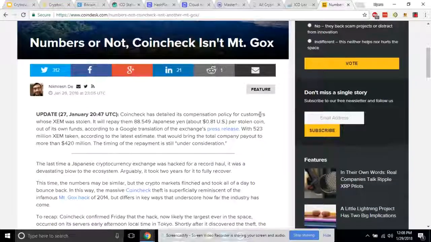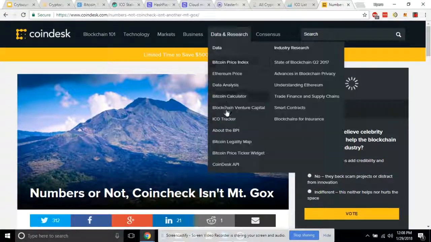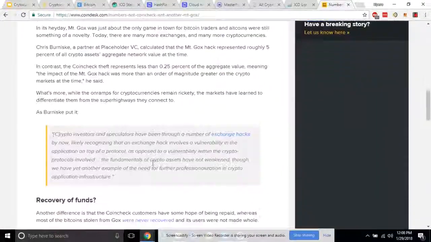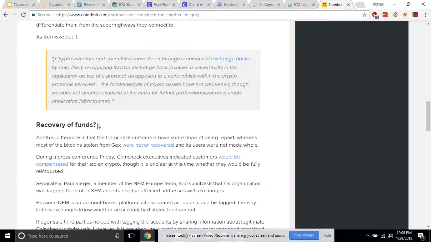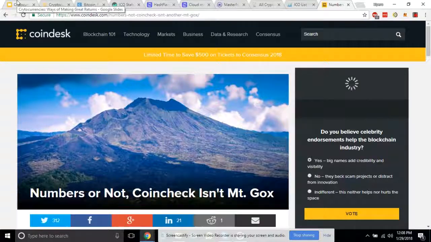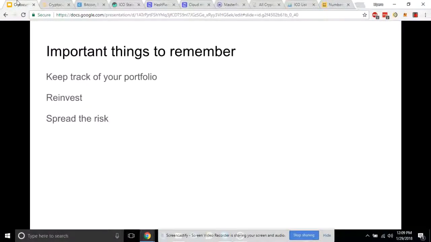In the case of Coincheck, the exchange wants to refund the users that got their portfolio stolen. But this wasn't the case when Mt. Gox collapsed. If you have some short-term investing, maybe it would be a good idea to have at least 2 accounts on 2 different exchanges. So if one gets hacked, you won't lose everything.